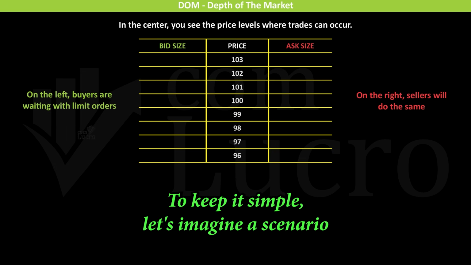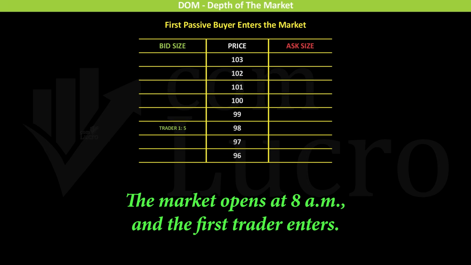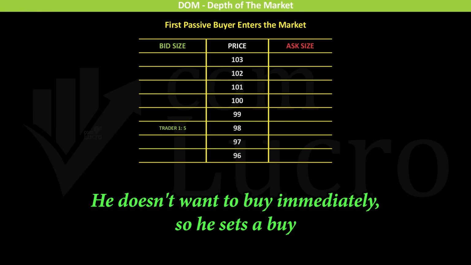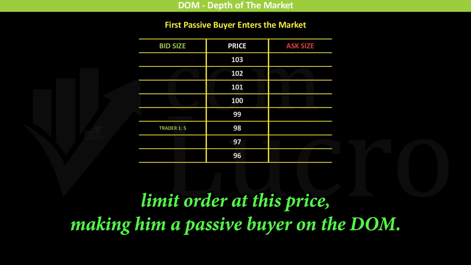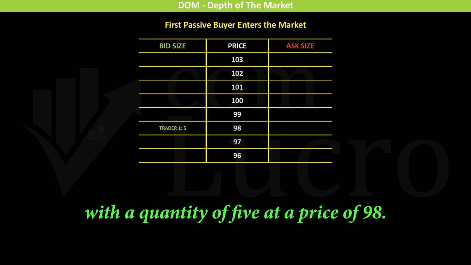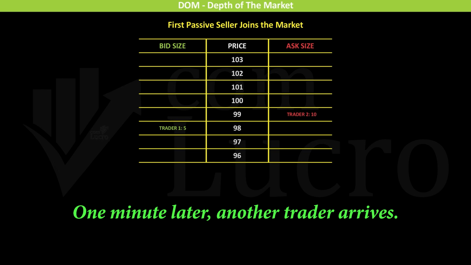To keep it simple, let's imagine a scenario with only a few traders in the market, and we know all their actions. The market opens at 8 a.m., and the first trader enters. He wants to buy 5 contracts at a price of 98. He doesn't want to buy immediately, so he sets a buy limit order at this price, making him a passive buyer on the DOM. His buy limit order appears on the bid side with a quantity of 5 at a price of 98.